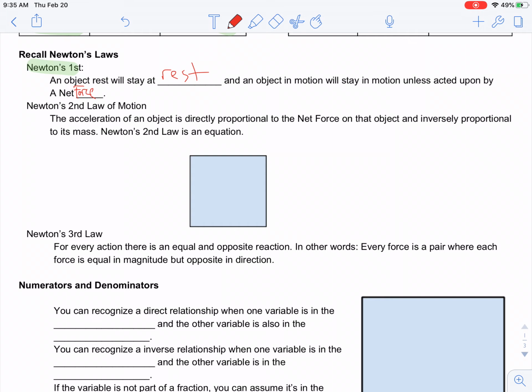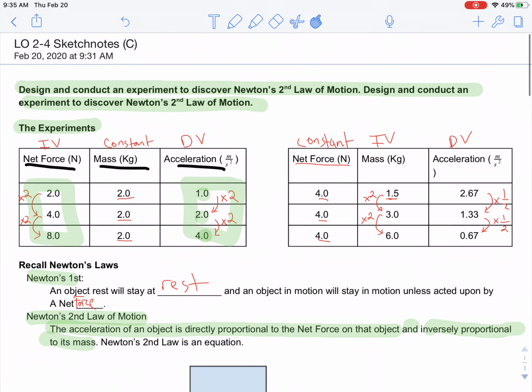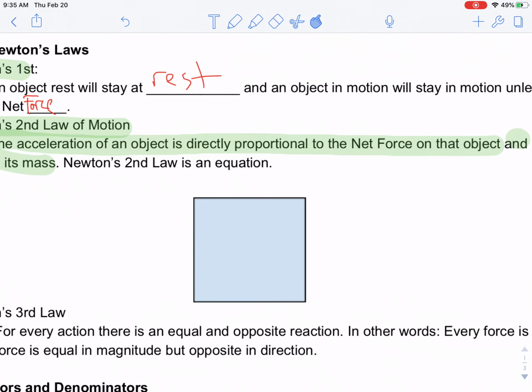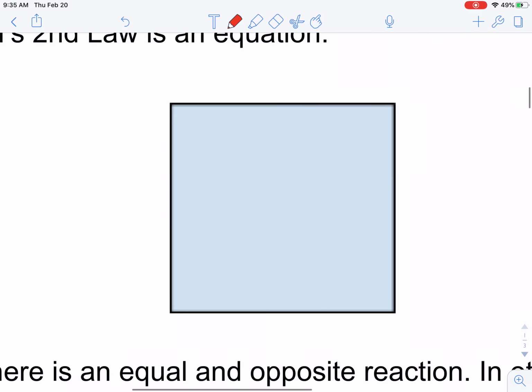Newton's second law of motion, this is the one that was discovered in those experiments that we did. The acceleration of an object is directly proportional to the net force on that object, and inversely proportional to its mass. That we just did. We just looked at that. So net force and acceleration have a direct relationship. Mass and acceleration have an inverse relationship. Newton's second law is an equation. So let's write it in here.